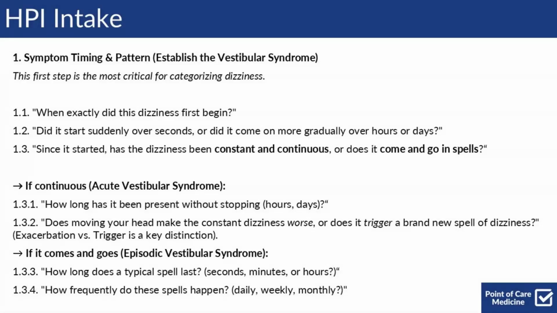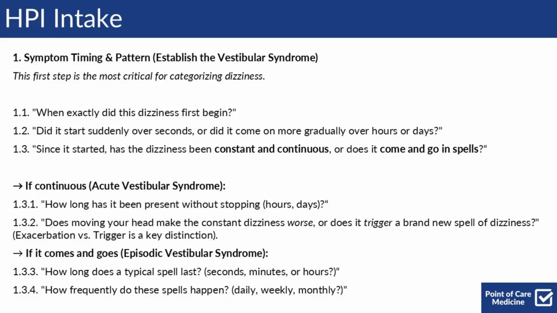The first and most critical step in categorizing dizziness is to establish the timing and pattern. Key questions to ask include, when exactly did this dizziness first begin? Did it start suddenly over seconds, or did it come on more gradually over hours or days? And since it started, has the dizziness been constant and continuous, or does it come and go in spells? If the patient reports continuous dizziness, you're dealing with acute vestibular syndrome.